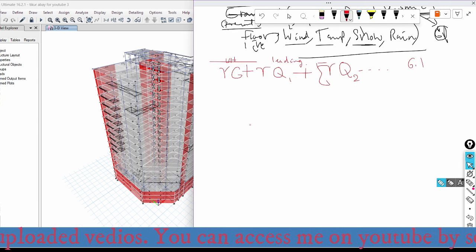So from this we can extract different combinations. In the case of this one, we can take wind, and in the case of this one, we can take floor live load. Or when the floor live load is leading, then the wind will be accompanying, because both of them will not come at the same time. So the one which comes first can be regarded as the leading variable load.